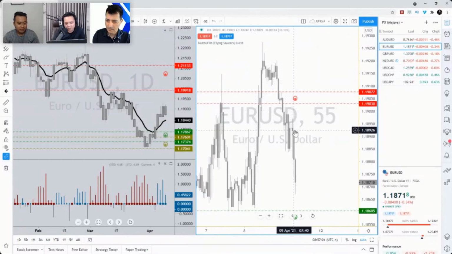So he's asking about price action. But I think that's maybe candlestick pattern. So using candlestick pattern inside the UFO on the direction of the climate, something like that.